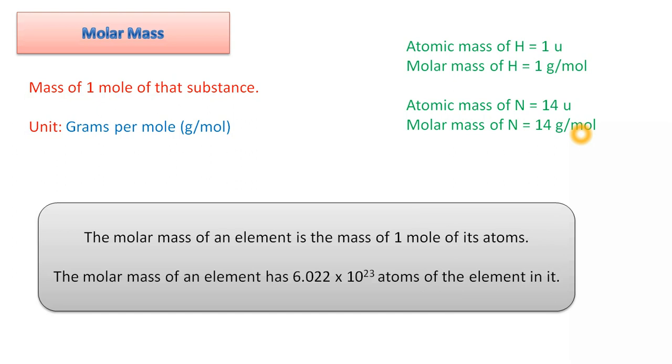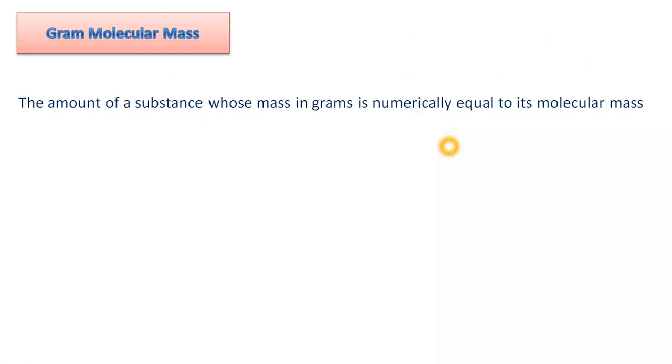Now when we are dealing with the molecules of a substance, at that time we don't use the term gram atomic mass. We use the term gram molecular mass, or the molar mass of the substance. That means the substance containing molecules, and that can be an element or a compound. Now, what is gram molecular mass here? Again, the same thing: the amount of a substance whose mass in grams is numerically equal to its molecular mass. Same as in the case of gram atomic mass.